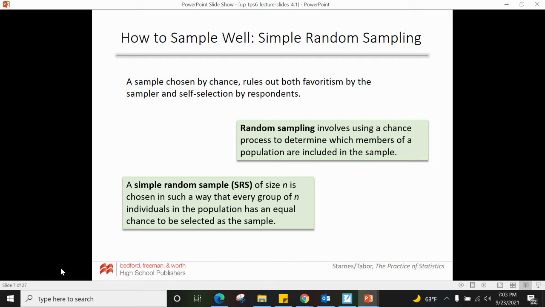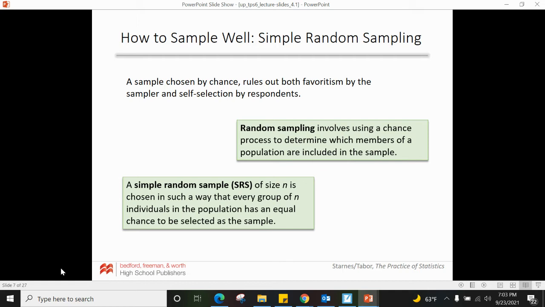Right? So thinking about our sampling of first and second period stats class, obviously that's not a simple random sample, because there are a lot of people in the school that don't even have a chance of being sampled. There are only 60 kids who have a chance out of the over 2,000.